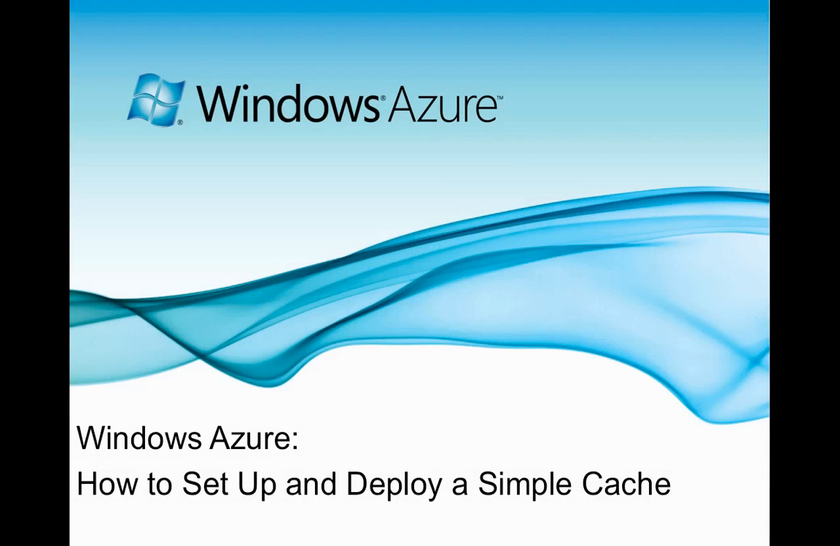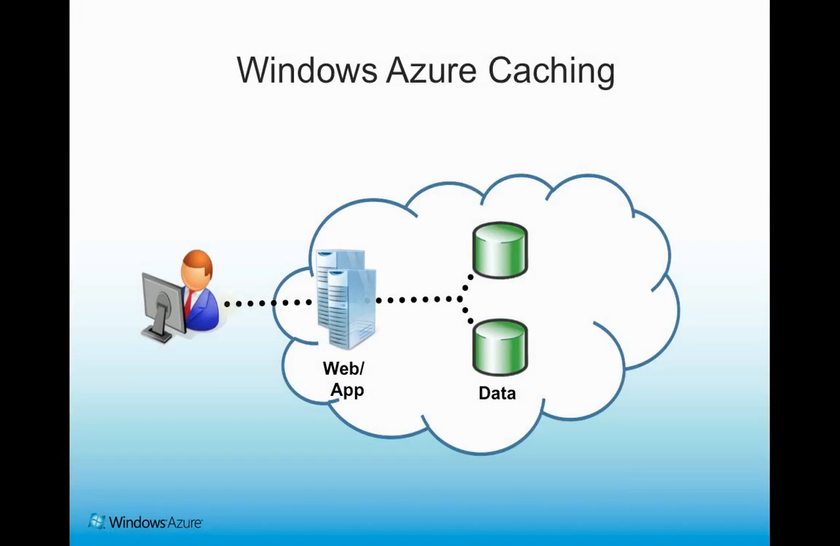In this walkthrough, I'll demonstrate how simple it is to connect an application that uses a public data source to use the Windows Azure cache. The cache service provides a simple way to hold your data in memory and close to your cloud-based application.